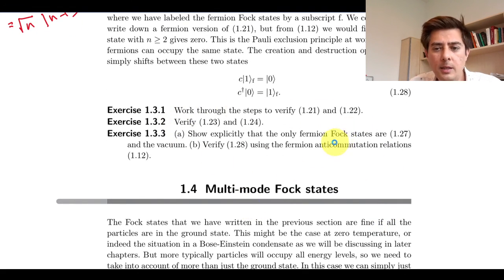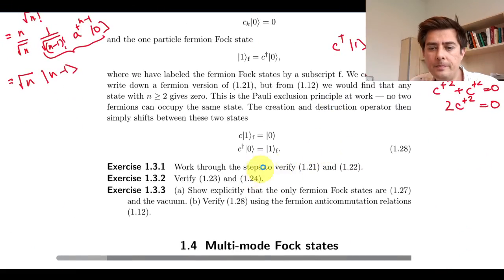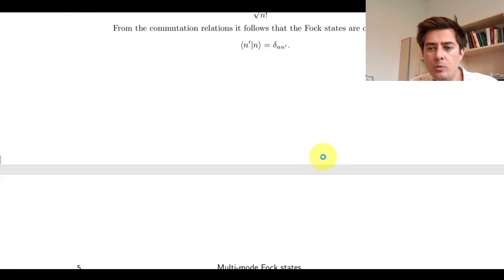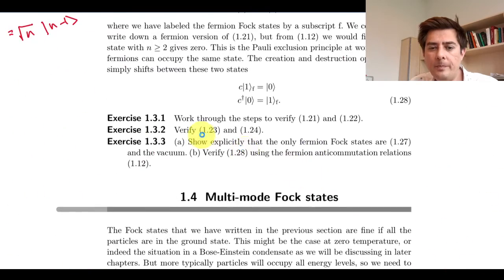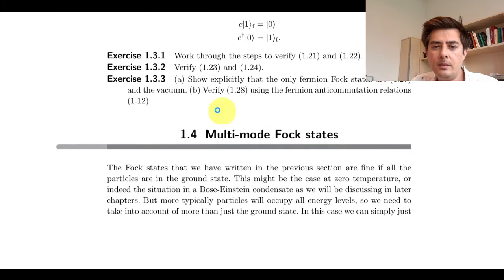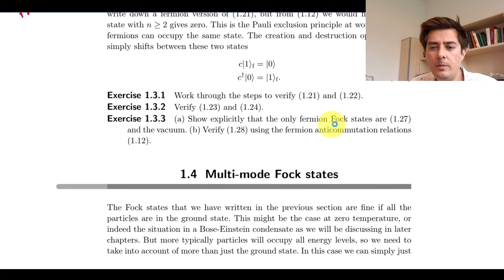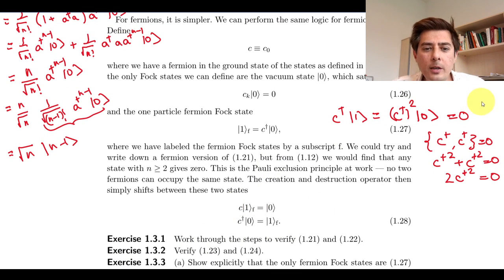Okay, so these exercises here are pretty much what I already went through. So in 1.21 and 22, this is just finding the normalization factors. 1.23 and 24 are these ones, and then 1.3.3 is showing that the fermion Fock states are explicitly 0. So I think pretty much we've done these exercises. Okay, so that's the end of this section.